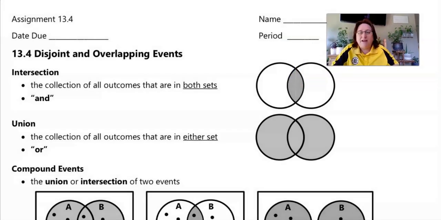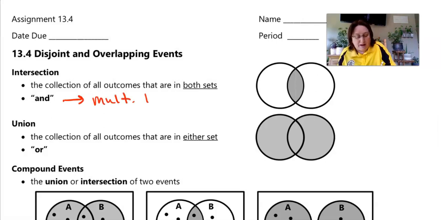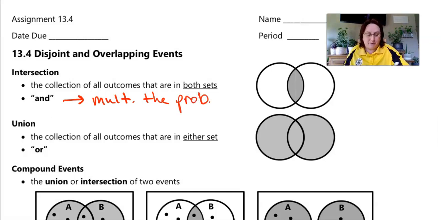Right here, it says that we have an intersection. An intersection is the collection of all outcomes in both sets. What does that mean? That means "and." Anytime you see that, like the probability of flipping a coin and drawing blue out of the bag, those are intersections. We want the probability of both. Whenever you see the keyword "and," you are going to multiply the probabilities together.